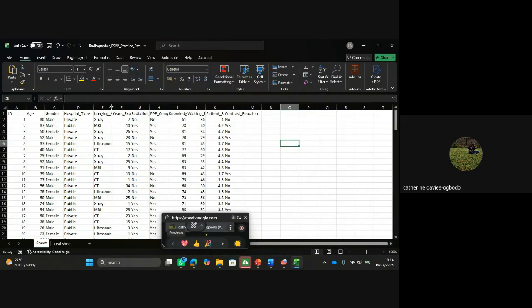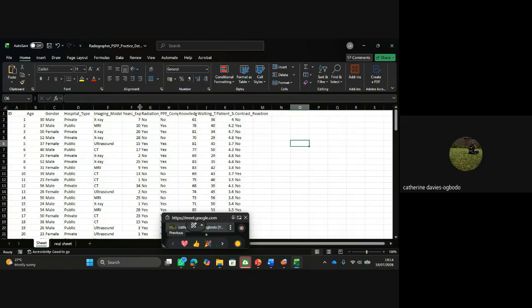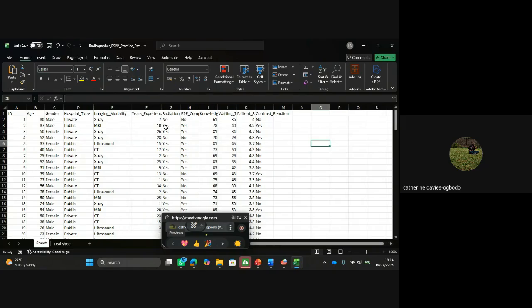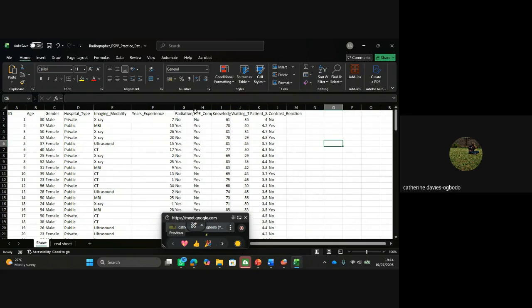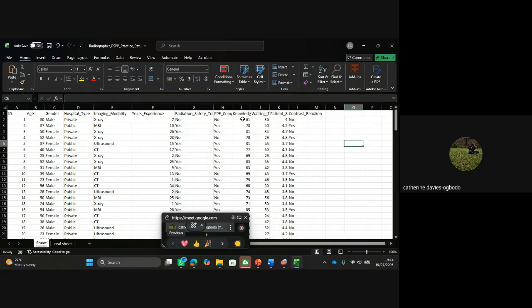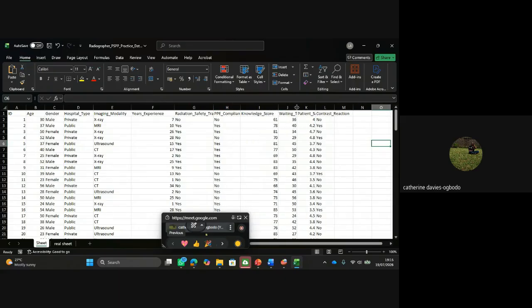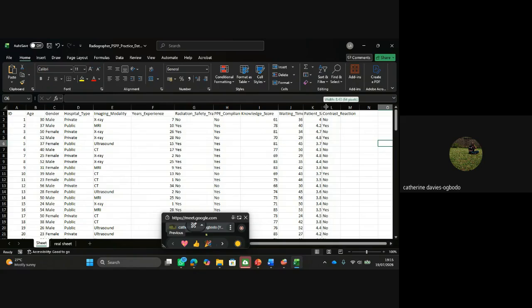So the questions, more or less the headers, are age, gender, hospital type, imaging modality, years of experience, radiation safety training, PPE compliance, knowledge score, waiting time of patients, patient satisfaction score, and contrast reaction.